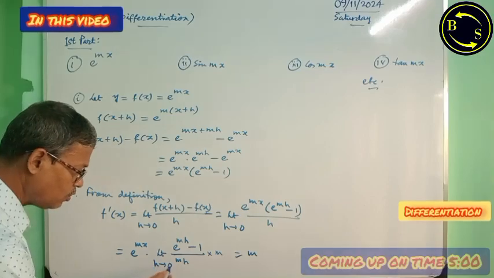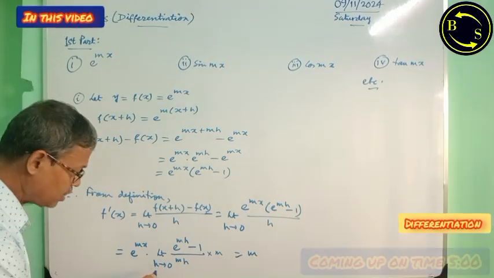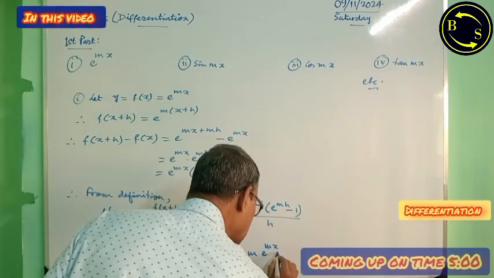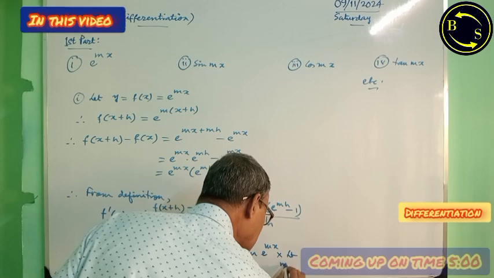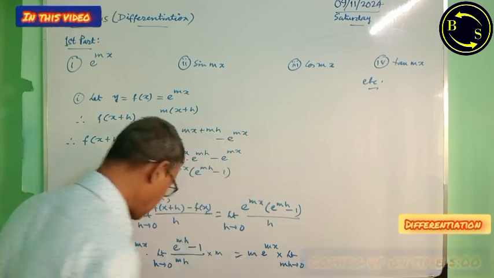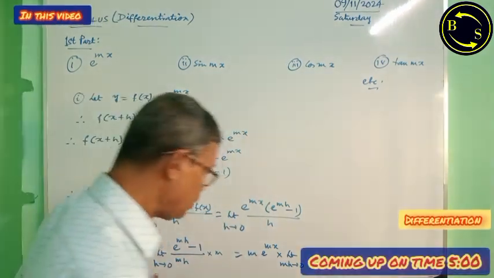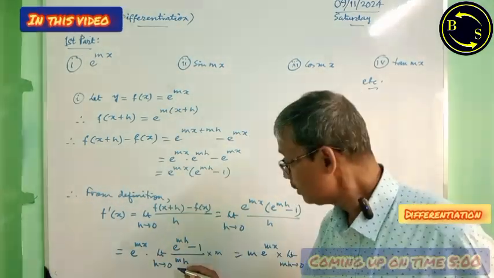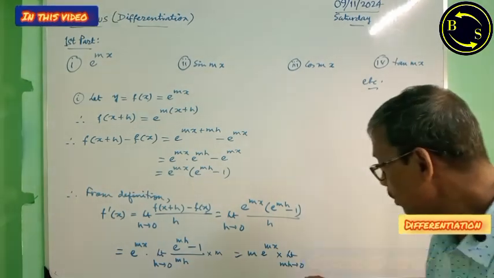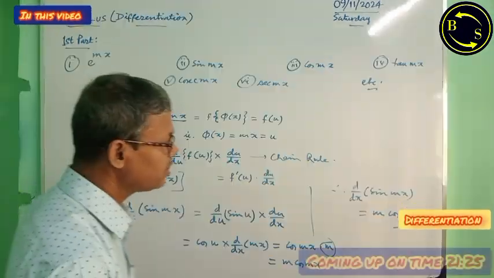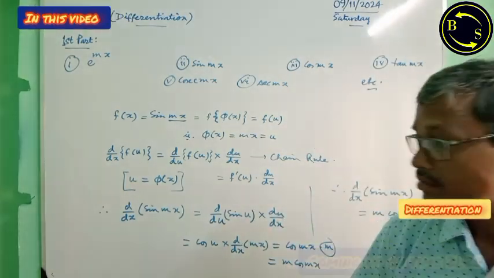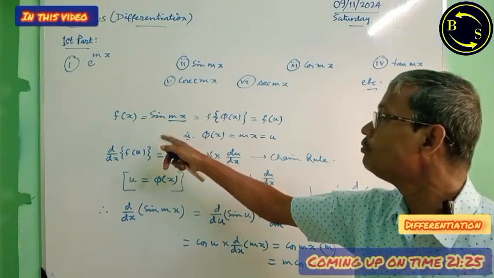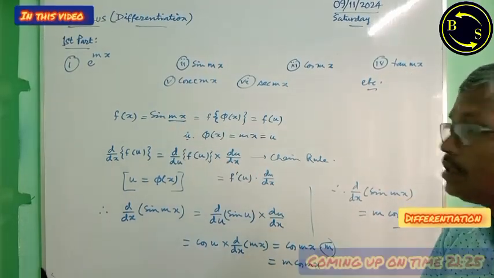Here h is variable. Note this, limit h tends to 0 means h is variable. Therefore m e to the power mx into limit mh tends to 0, h tends to 0. Therefore if we multiply that by a constant m, that will also be very small. This is the other method of finding the derivative of such function or function form without using definition.